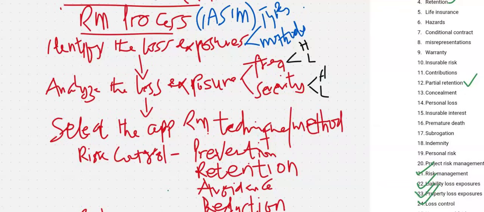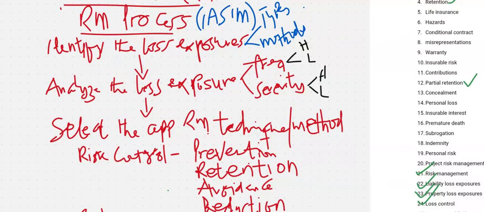How do you analyze loss exposure? Measuring the frequency and the severity. That is very good. That's what I want. He says you evaluate the loss exposures. So how do you evaluate them? You have to use the frequency and what? Severity. You have to use the frequency and severity.